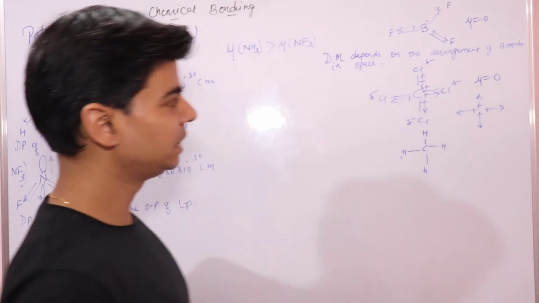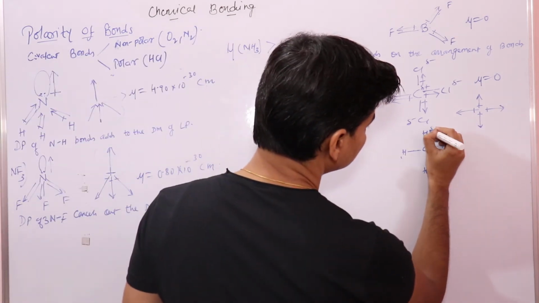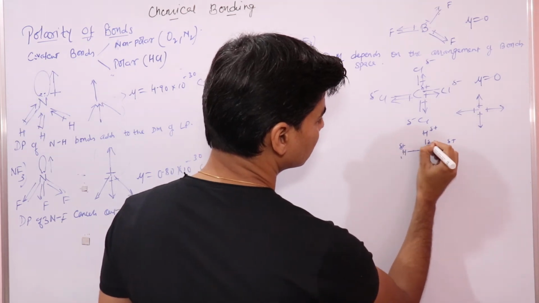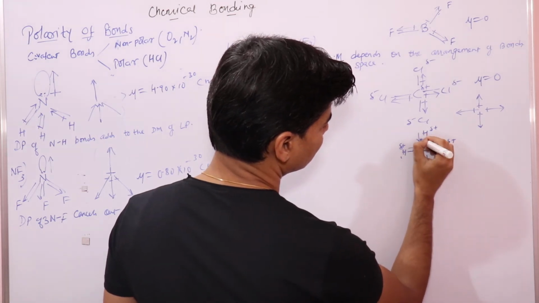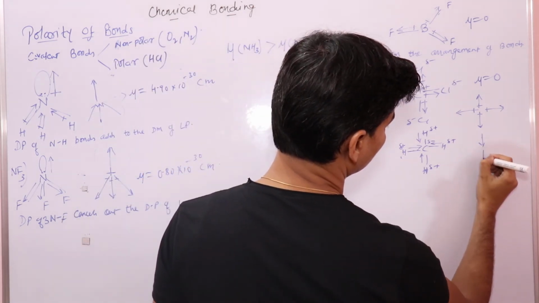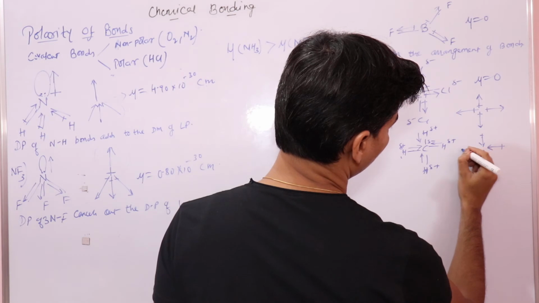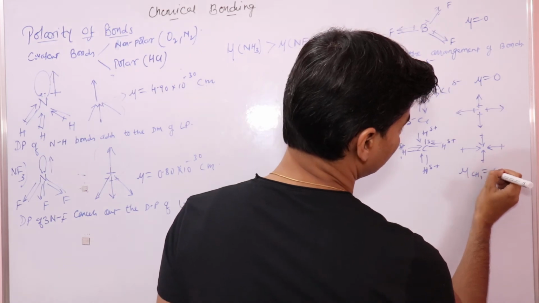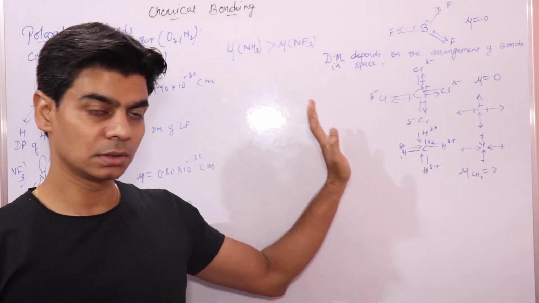Right? This is your methane molecule. For the methane molecule, this is your delta positive. The electronegativity of hydrogen is less. So this is how you will point it. Right? For this molecule also, the dipole moment is zero, right? For methane, the dipole moment is again zero, because we can see that it's a symmetric molecule.